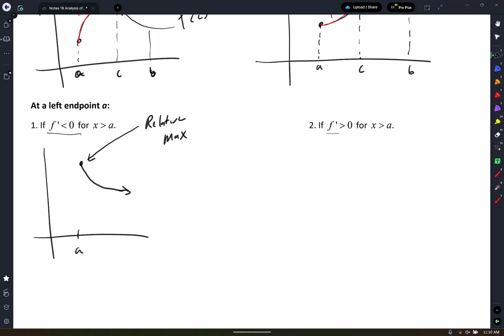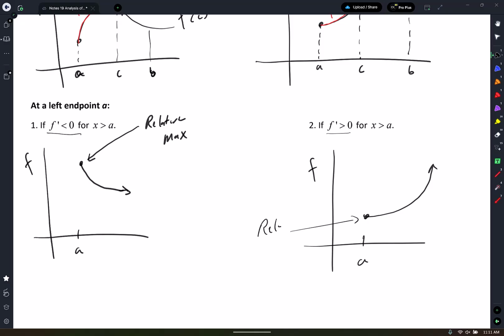It says if f prime is greater than 0 for x greater than a, so here we go. This was f, by the way. F and f. And here is a. And f prime greater than 0 means I'm increasing. Well, you know what? I already started, so too bad. This is a relative min. And you were right, Bernal Sierra.